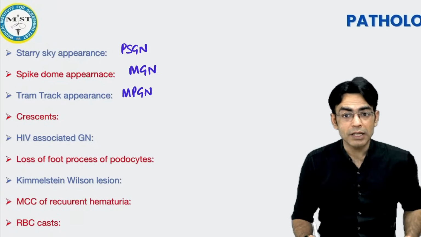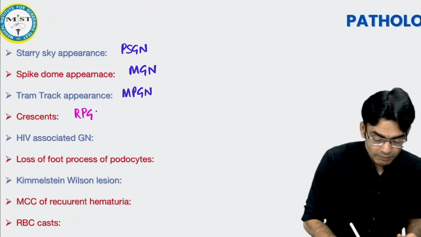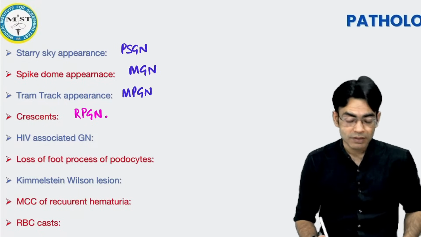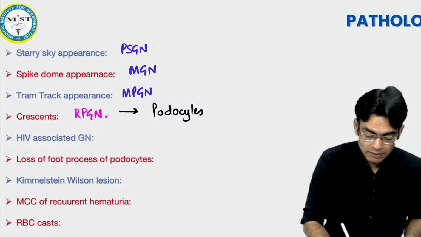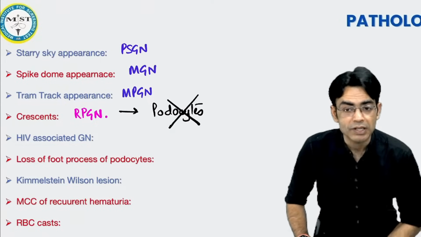Crescents किसमें मिलते हैं बेटा? Crescents are seen with RPGN, rapidly progressive glomerulonephritis. ठीक है? और एक बात याद रखना बेटा, podocytes are not a part of crescent. ठीक है? They are not a part of crescent.